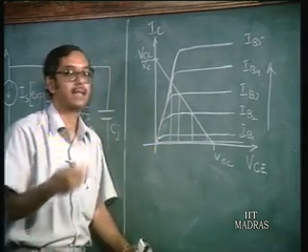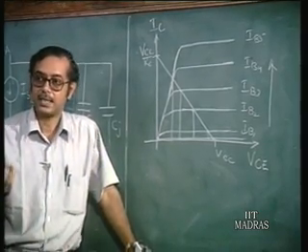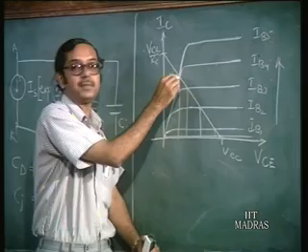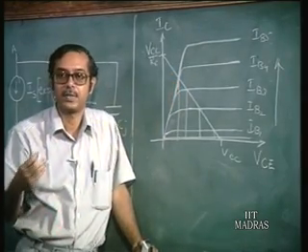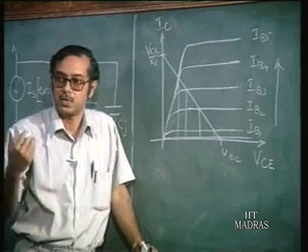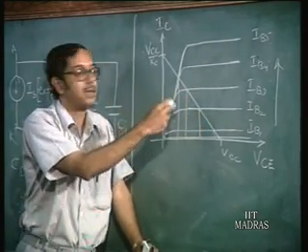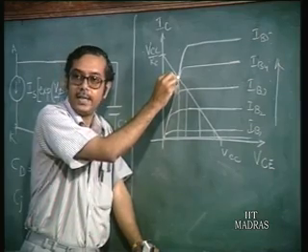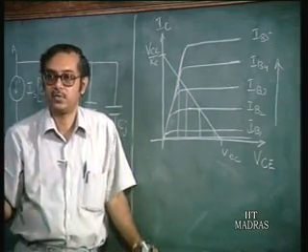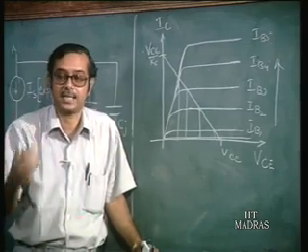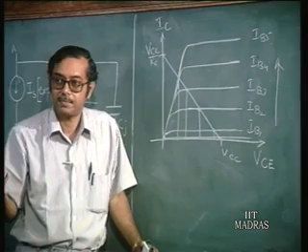Now, you increase the base current to IB5, what happens? The point of intersection remains almost the same. So the collector current saturates. Initially, as you were increasing IB, IC was increasing, but once you reach this point here, the collector current no longer increases with increase in base current. So you can say that the collector current saturates.